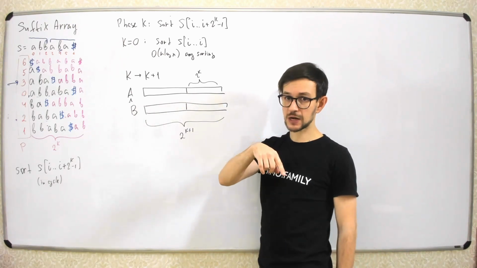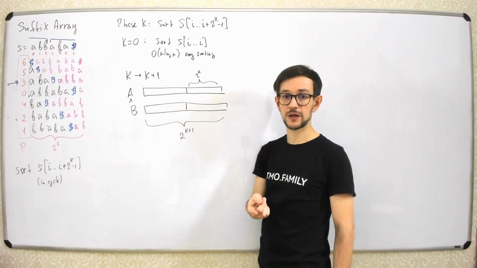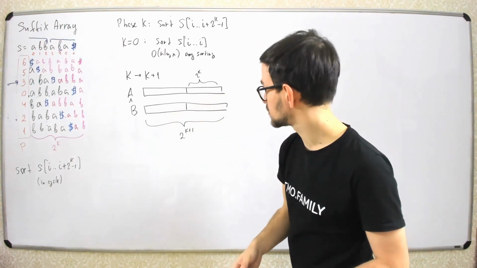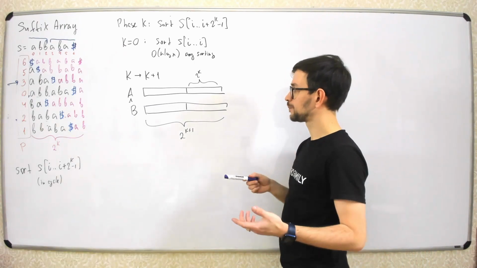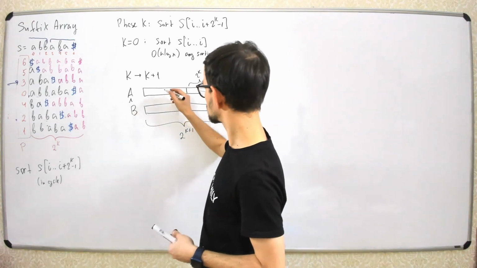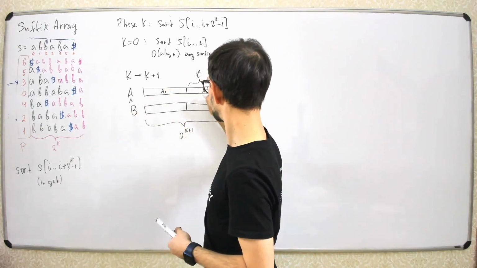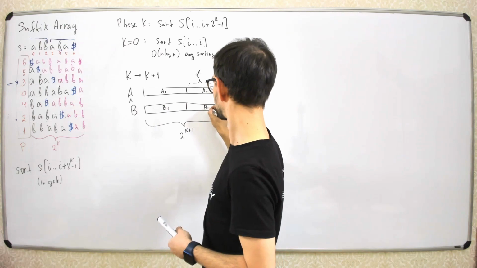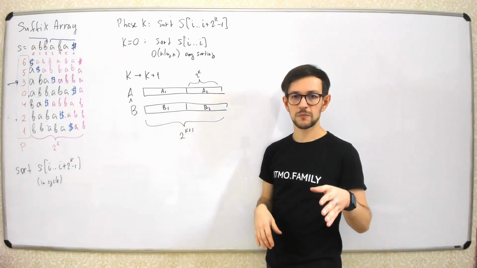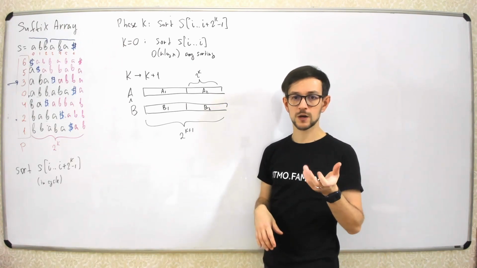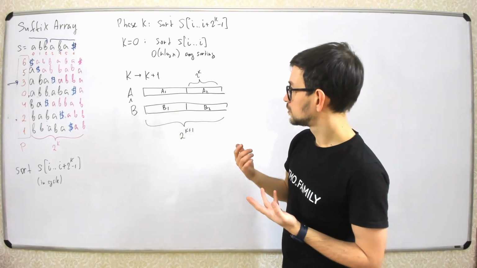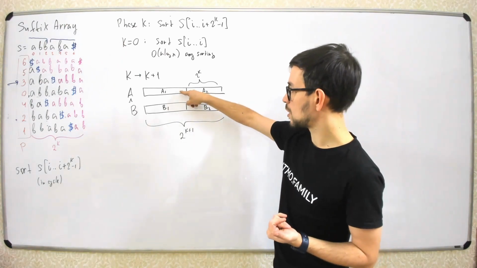In the previous phase, I already sorted all the strings of length 2 in power of k, so I know some information about these strings. So this is A1, this is A2, this is B1, this is B2. If we know how to compare strings of length 2 in the power of k, how can we compare two strings of length 2 in the power of k plus 1? It's easy. We need to compare the strings A1 and B1.